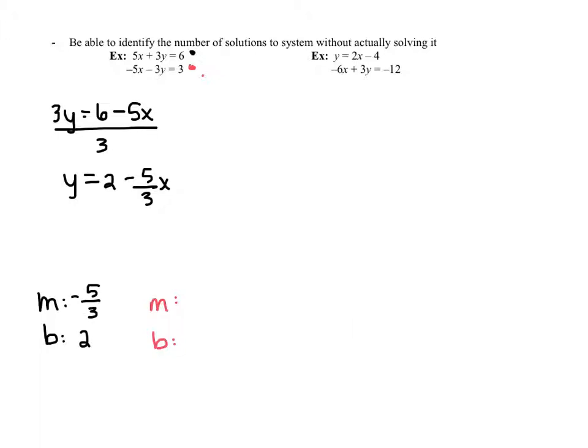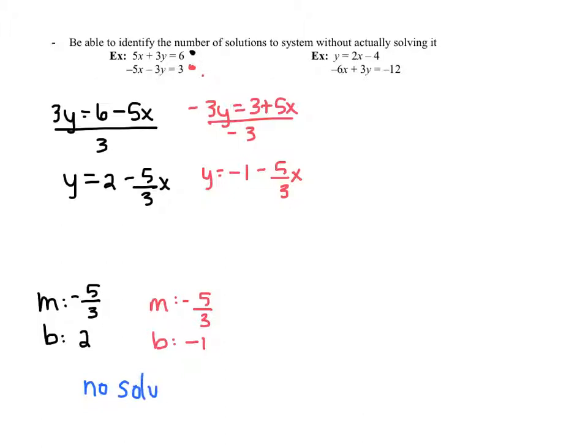My second equation, I would add 5x, so -3y equals 3 plus 5x, and then divide by -3. So I get y equals -1 minus 5/3 x, and that's because it's a positive 5, -3. The -1 is my y-intercept. So a slope of -5/3. Since my slopes are the same, but my y-intercepts are different, then they're parallel lines, which means this system would have no solution.